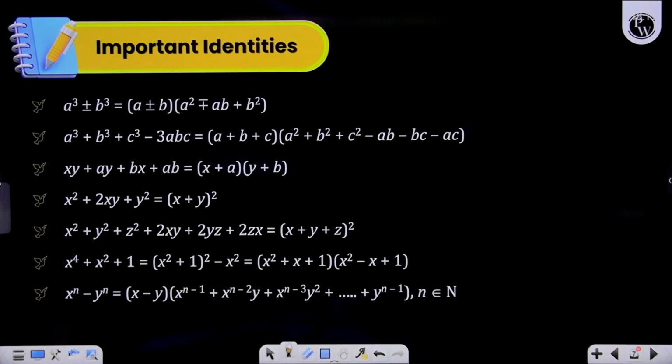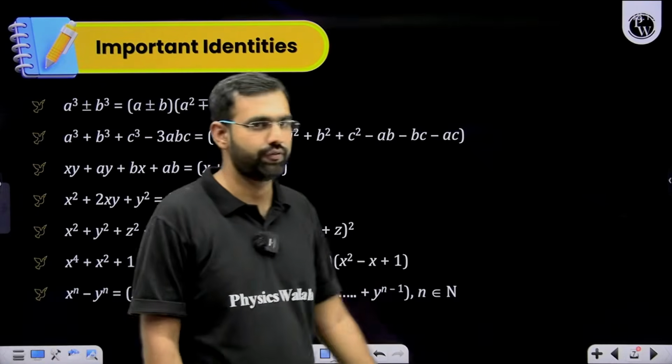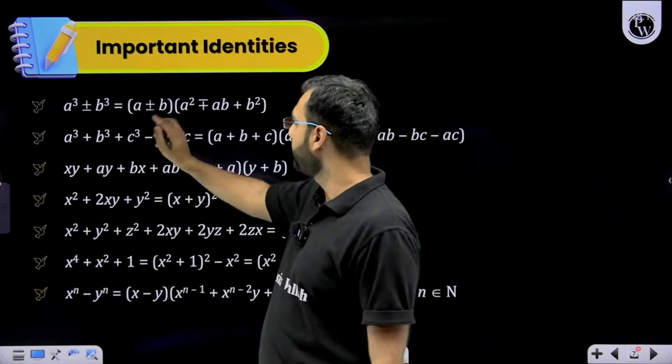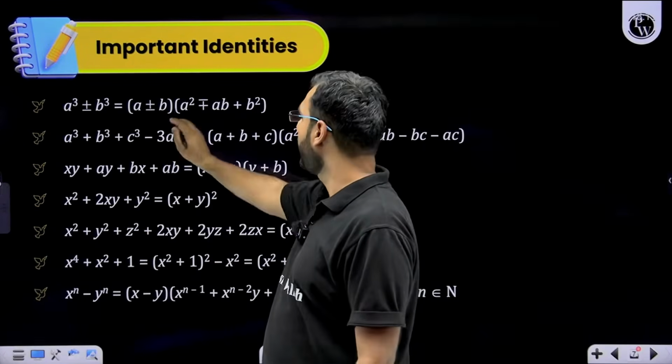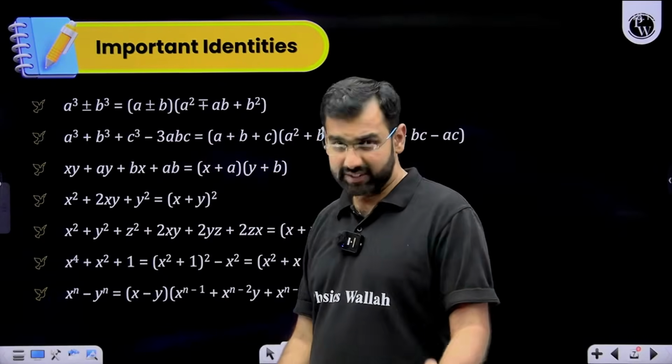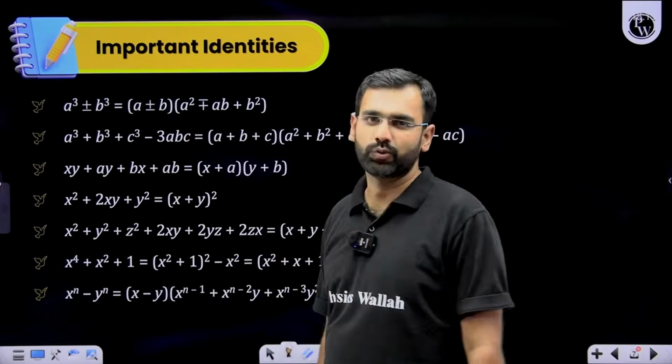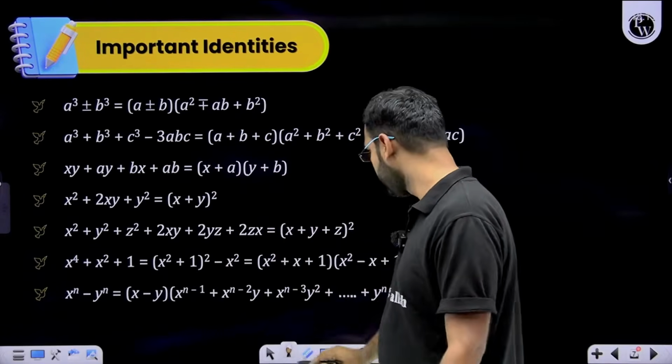I hope you can see all those identities right there in front of you on the screen. Everybody can see them. So here we are. Let's start discussing them. The first one, the straightforward one. A cube plus B cube, I hope we know, is A plus B times A square minus AB plus B square. And if it is A cube minus B cube, it is A minus B, A square plus AB plus B square. How I personally remember it, please remember this logic.